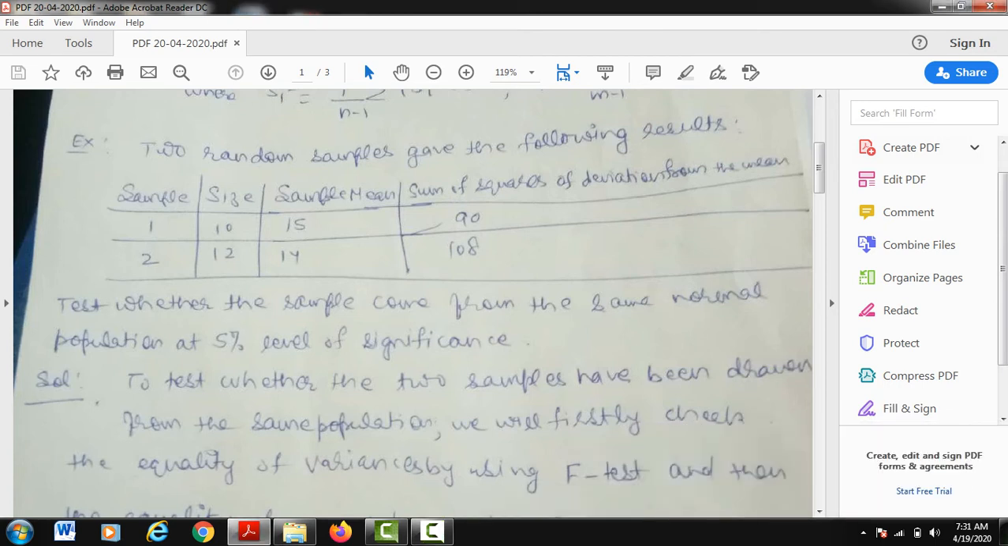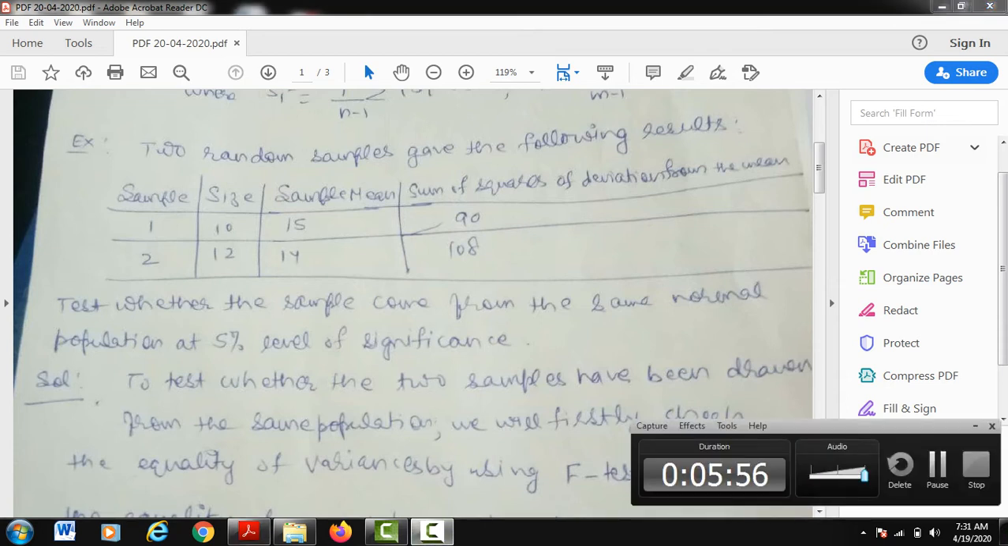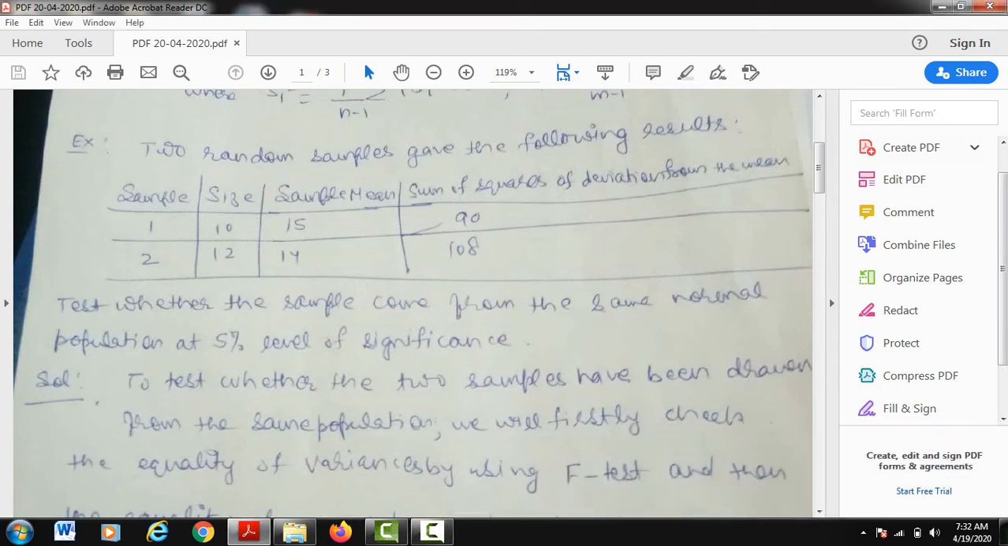So if I want to check whether this population is following the normal distribution, we know that the normal distribution has two parameters, mean mu and variance sigma square. So we will check two things: firstly the equality of means and the equality of variances. Equality of means we will check by using the t-test, and equality of variances we will check by the variance ratio test.